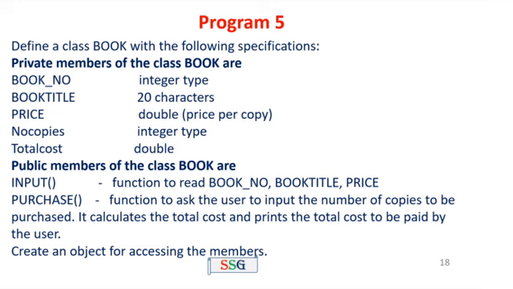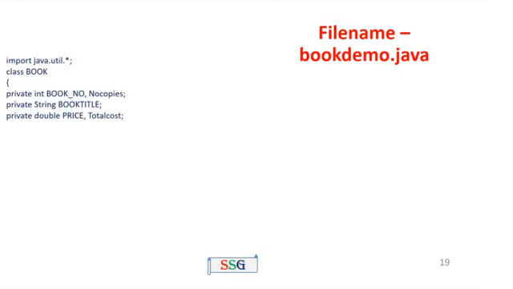So create an object for accessing the members. That means we have to create only one object, it is enough. Okay, this is also one of the important questions. Next, here also there are two classes involved. First class is Book, then the main class is named BookDemo. So the file name is BookDemo.java. The next one, the first line, import java.util.* is possible, or otherwise we have to put Scanner. So both commands are correct.